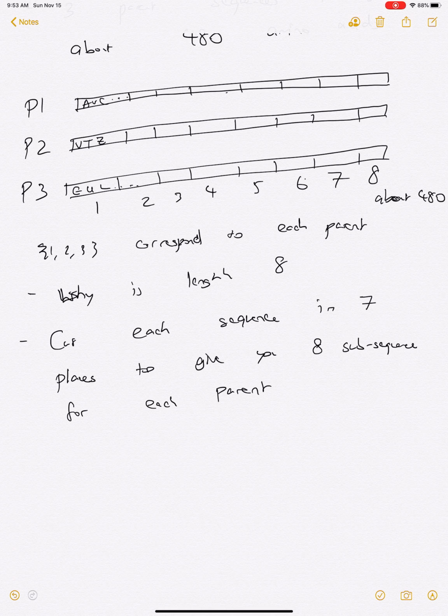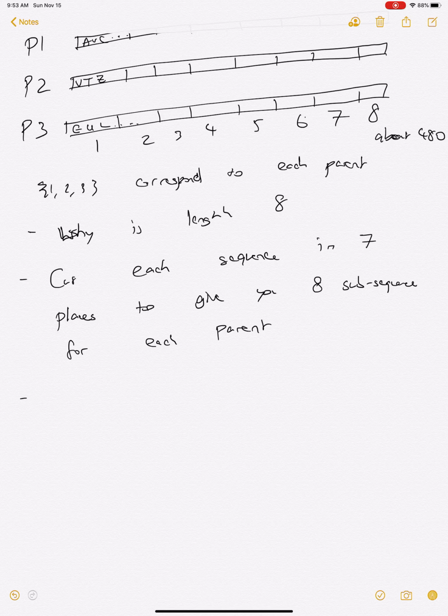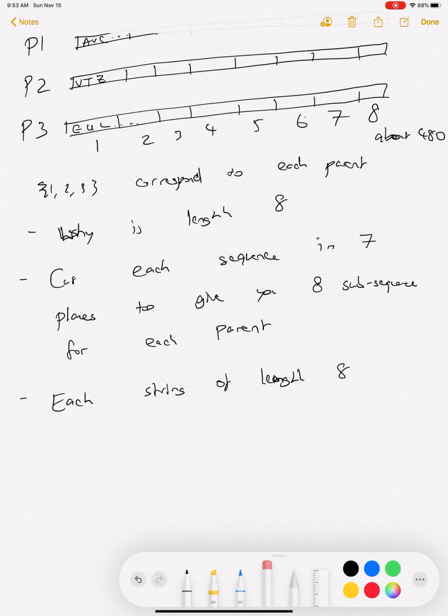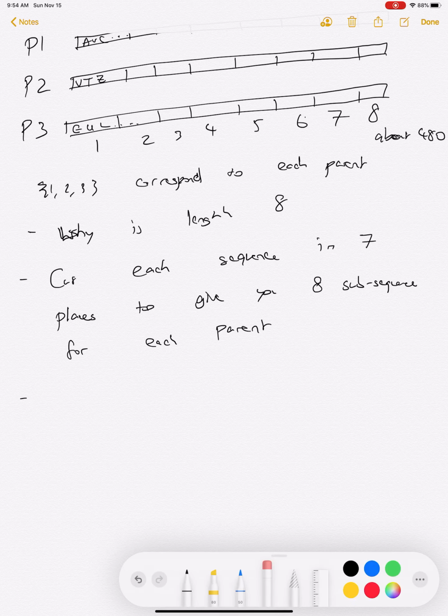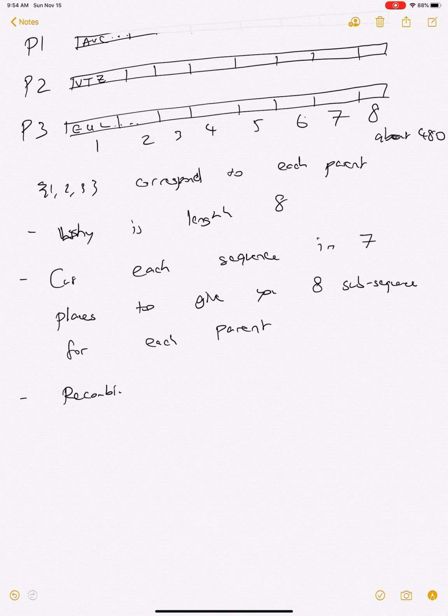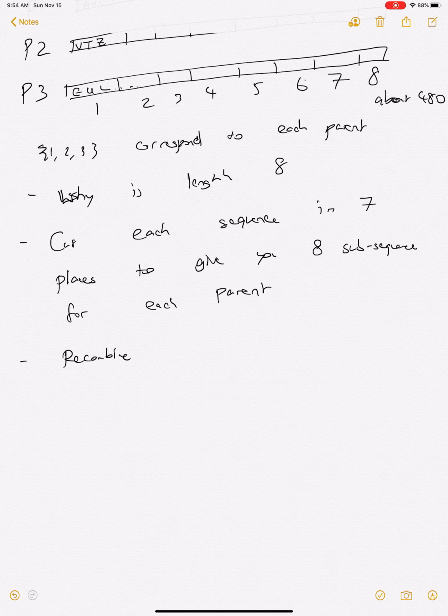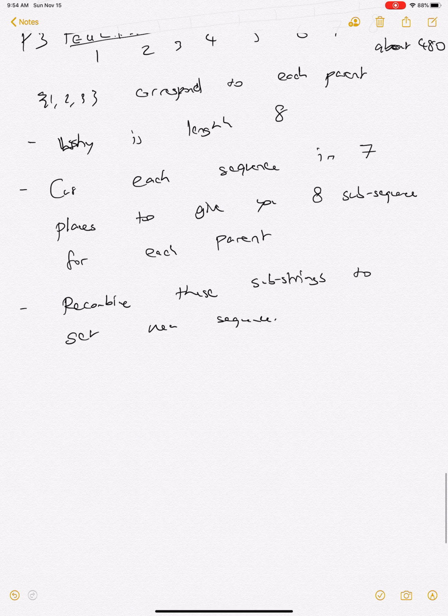Okay, and so each string is of length 8. The next thing is, you first cut and then you recombine these substrings to get a new sequence. And this is probably easier to actually explain with 1 or 2 examples.